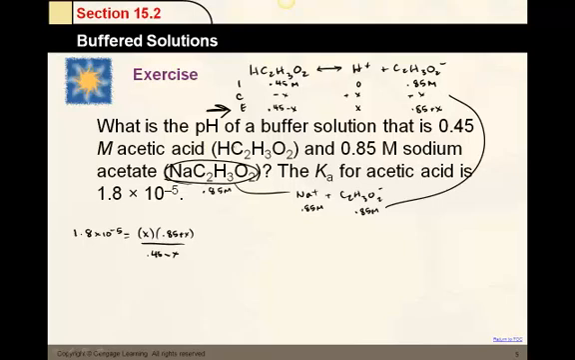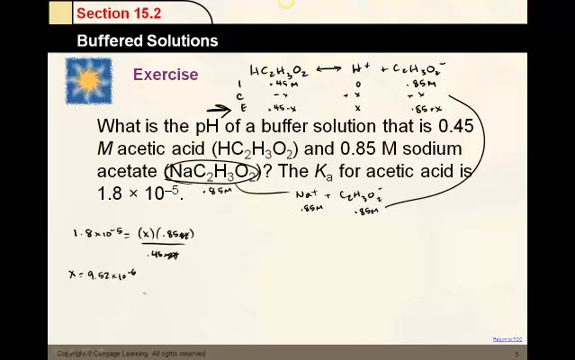And like before, because we assume that the value of X is going to be much smaller than these other numbers, 0.45 and 0.85, we're going to get rid of them here and here. And you notice we set up kind of a ratio. Essentially, we're going to solve for X, and when I did, I got 9.52 times 10 to the negative 6.